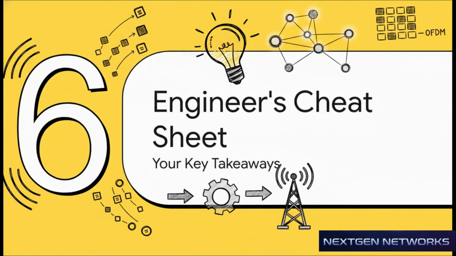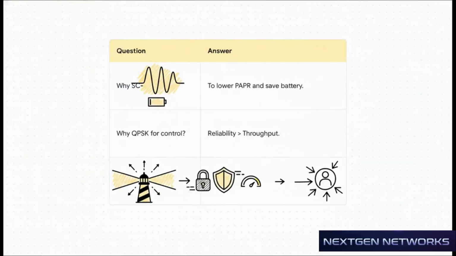Phew. Okay, we have covered a ton of ground. So let's take a second and boil all of this down into a quick and dirty cheat sheet. The key takeaways that will have you thinking like a real LTE engineer. After all that, here are 3 key questions you can now totally nail. Number 1, why does your phone's uplink use SC-FDMA? Easy. To lower the signal's peak power and save battery life.